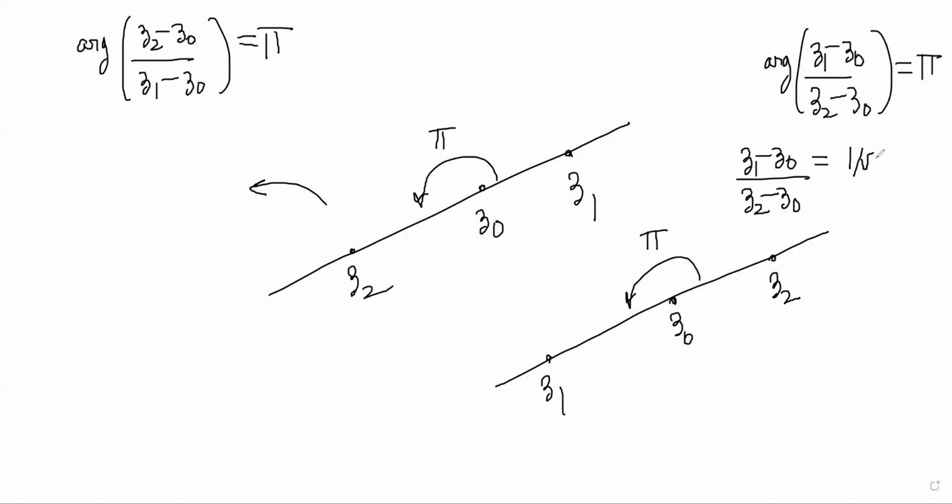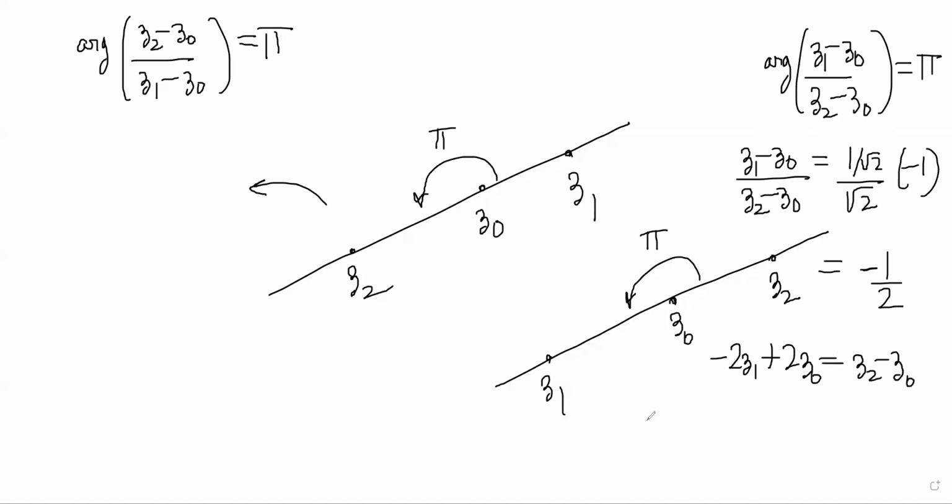In this case, the complex number will look like this: Z1 minus Z0 by Z2 minus Z0 is equal to 1 over root 2 by root 2, with a minus sign. This case will get minus 1 by 2. So you get minus 2Z1 plus 2Z0 is equal to Z2 minus Z0. So Z2 is coming out to be 3Z0 minus 2Z1, right? So hopefully you should get two different answers. You should check it out once yourself also.